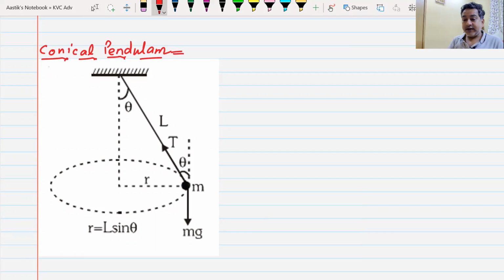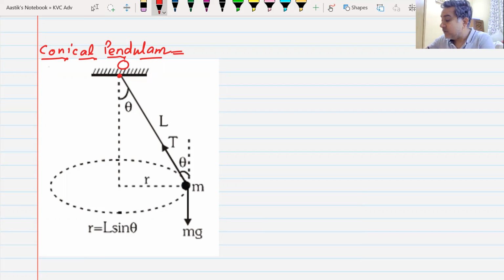Now what happens in a conical pendulum is you have a pendulum. As you can see, it is tied to this point. Let us call this point O. It is tied to this point and this pendulum rotates like this. Do you understand this? So it is moving in a horizontal circle. Why is it known as a conical pendulum? Because if you look at it, the shape that it makes is conical. Yes or no?